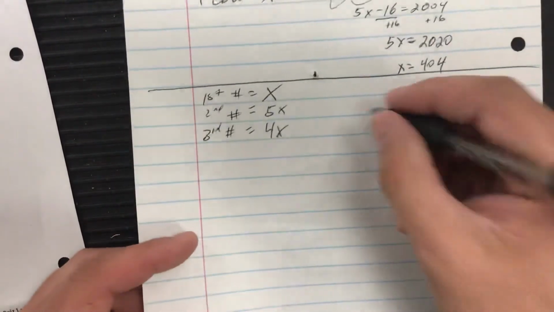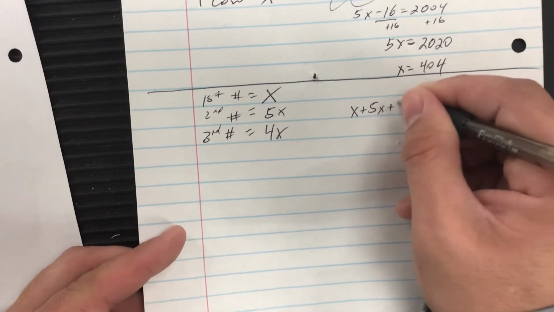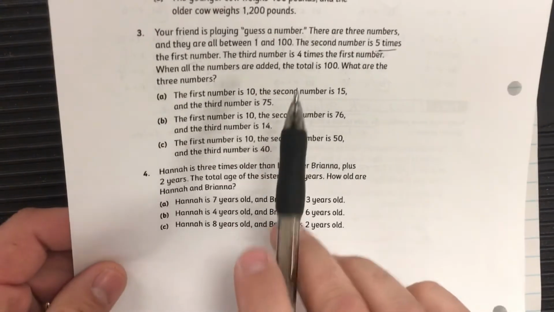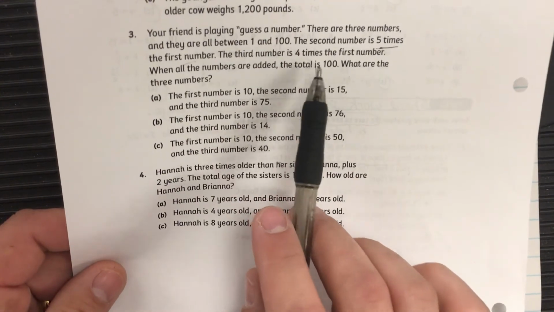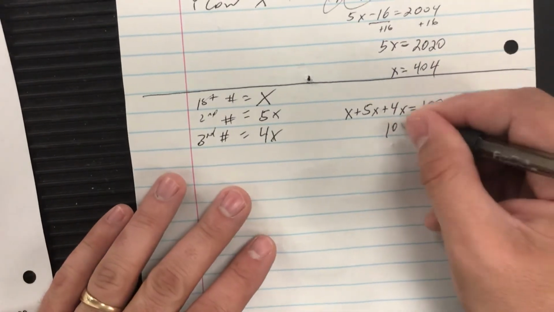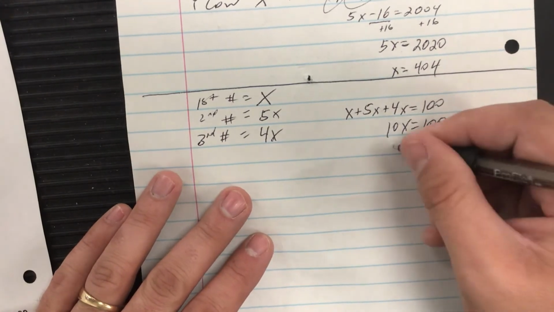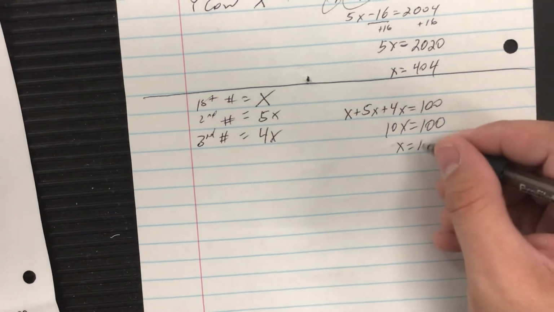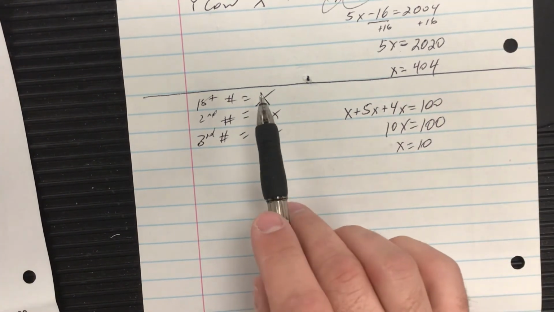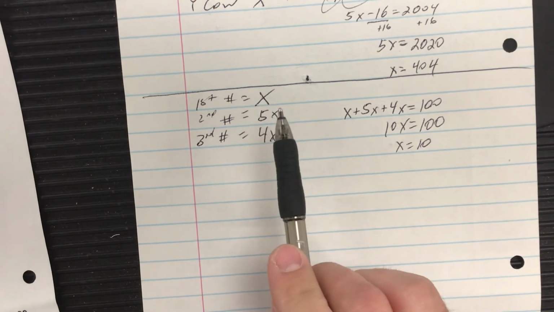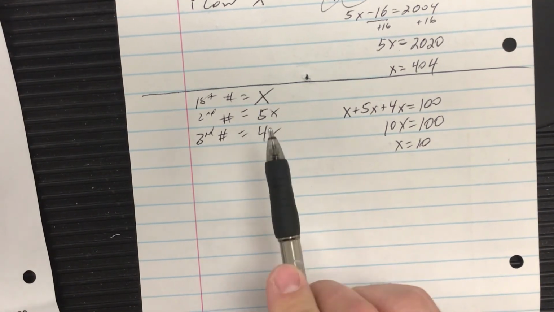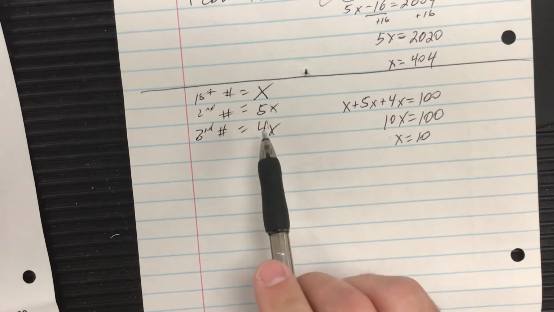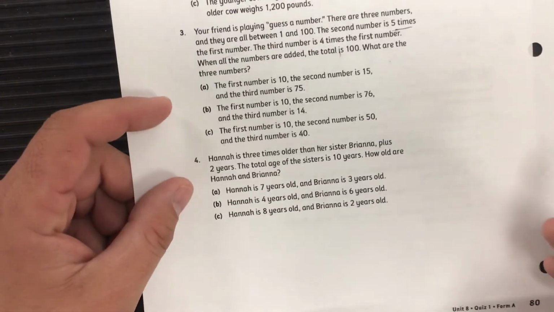And now I'm going to add them together, and what do they equal? 10x. Yes, but what do they equal in the problem? 100. So yes, you get 10x equals 100. So x is 10. So if x is 10, what's the first number? Second number? Third number? So 5 times 10, 4 times 10. The letter? C.